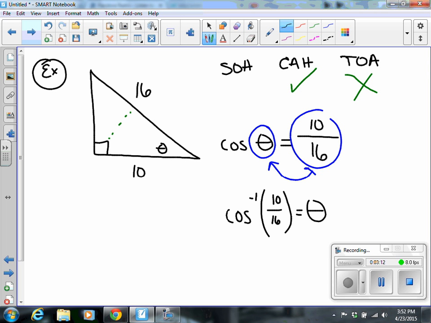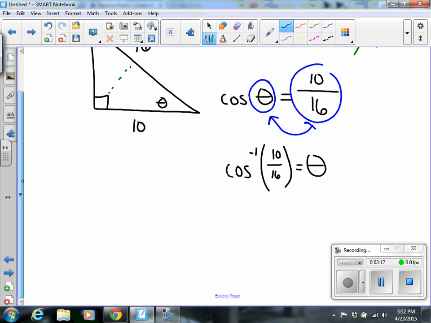Now some of you are probably thinking, okay, what's the -1? That's really an inverse. And what you do with this on your calculator, you have sine, cosine, and tangent. In order to get that -1 there, you're going to hit second cosine and then type in 10 over 16. Now remember that you want to make sure that your calculator mode is in degree. So when I type that in, theta equals 51.3.